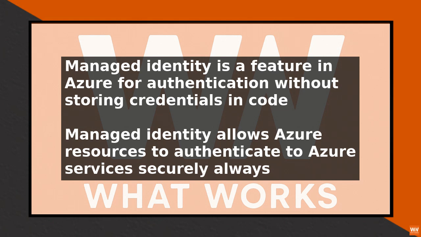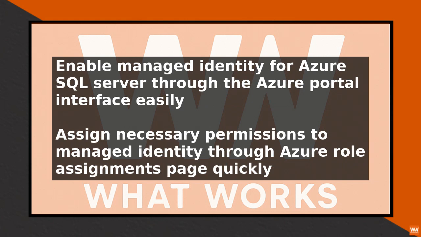This can be done through the Azure portal by navigating to your SQL Server, clicking on the Managed Identity tab, and clicking the Yes button under Status. Next, assign the necessary permissions to your Managed Identity. This can be done by navigating to the Azure Role Assignments page and assigning the appropriate role to your Managed Identity. To monitor your Managed Identity, use Azure Monitor.